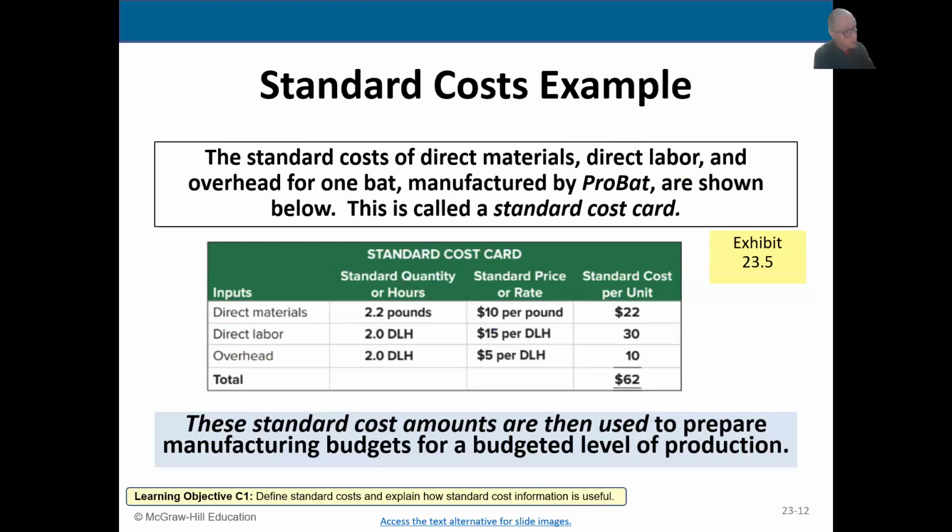That is what we are budgeting to do. Okay? So our budget is $62 to manufacture one baseball bat: $22 of direct materials, $30 direct labor, and $10 factory overhead. So that's our budget to produce one baseball bat, okay? Our budgeted cost, $62, is also known as our standard cost per baseball bat.